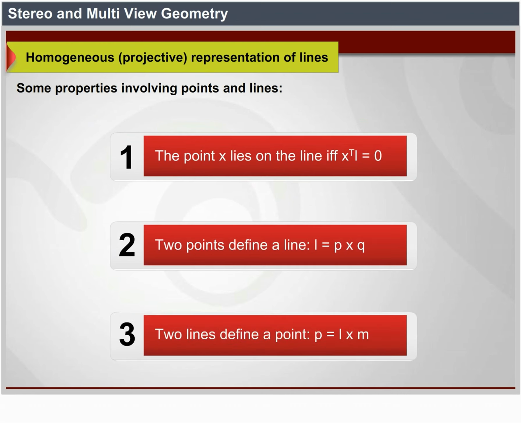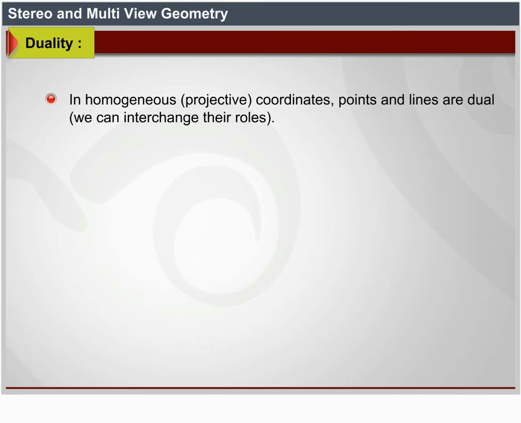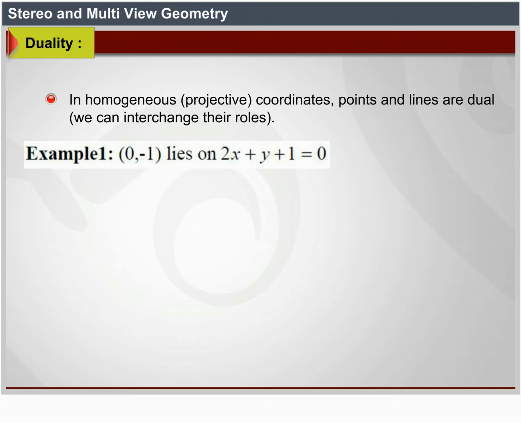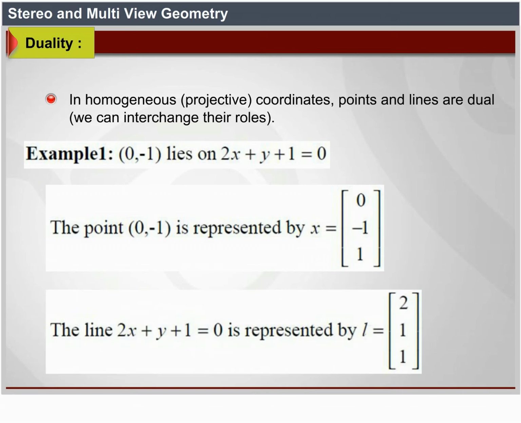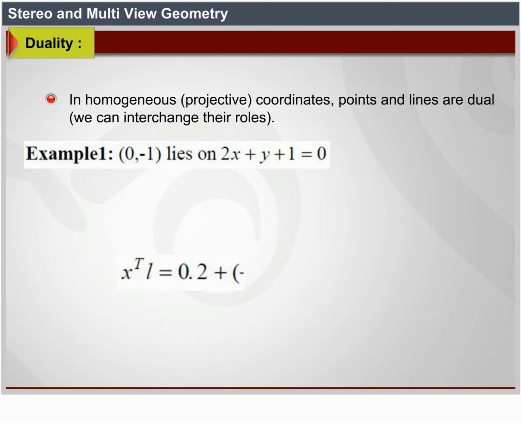Duality. In homogeneous projective coordinates, points and lines are dual, so we can interchange their roles. For example, the point (0, -1) lies on 2x + y + 1 = 0. The point is represented by x = (0, -1, 1), and the line by L = (2, 1, 1). Then x^T L = 0·2 + (-1)·1 + 1·1 = 0.